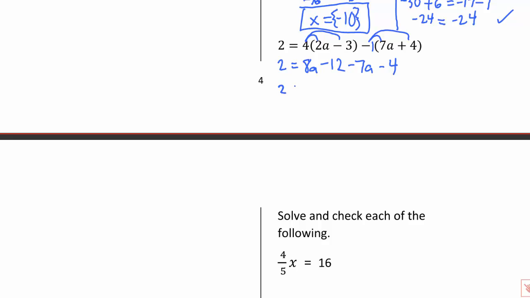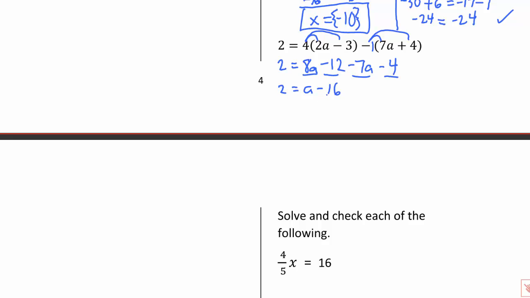The left hand side is just 2. The right hand side, however, we're going to take this 8a and combine it with negative 7a. They're opposite signs, so we subtract. That gives me a. Now we have negative 12 minus 4. So negative 12 minus 4 are the same sign, so we add them. 12 plus 4 is 16, and they're both negative, so we make that negative 16.